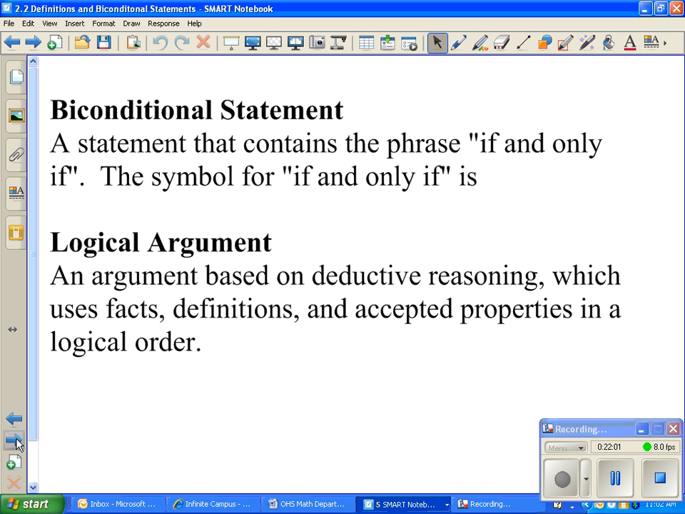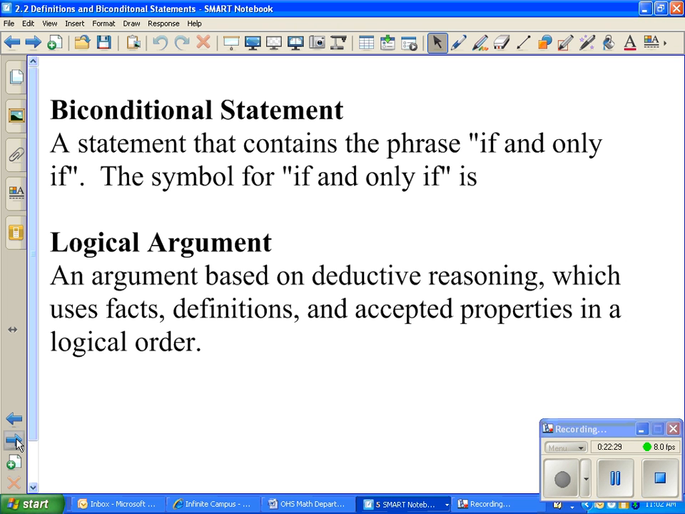Biconditional statements. They use the words if and only if. Remember somebody who was telling me if a right angle, or the measure of a right angle is 90 degrees, right? You could write it, if it's a right angle, then the measure is 90 degrees. You can write if it's 90 degrees, then it's a right angle, if you're talking about one angle. If an angle is 90 degrees, then it's a right angle. All right, you can write that as a biconditional statement.